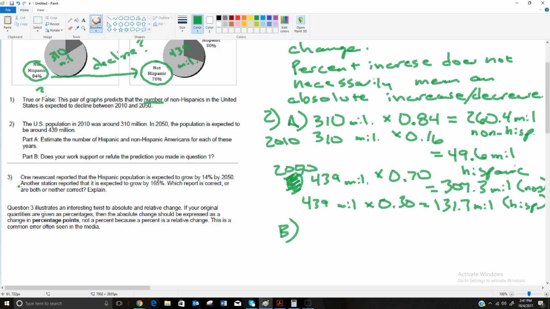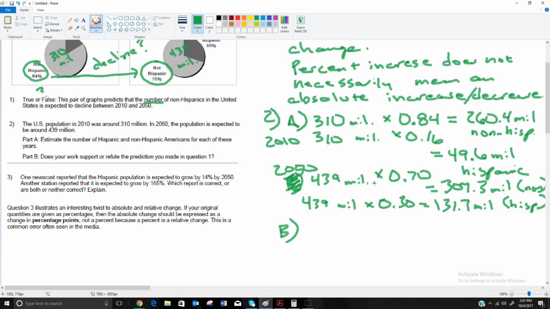So it says here, one newscast reported that the Hispanic population is expected to grow by 14% by 2050. Another station reported that it's expected to grow by 165%. Which report is correct, or are both or neither correct? Well, I'll show you where they both come from, and then we'll talk about which one is actually the more accurate mathematical way to explain it.